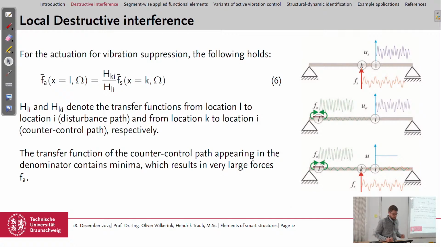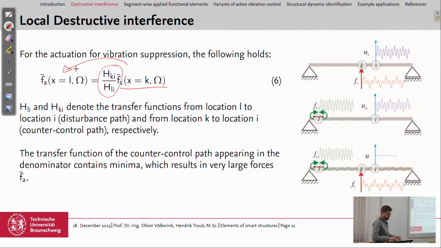And then with equation 5 from the slide before, we can transform it by this. So we have the fraction of the two transfer functions multiplied by the function describing the external excitation, and this would give us the needed excitation of the actuator to suppress the vibration in this point I.